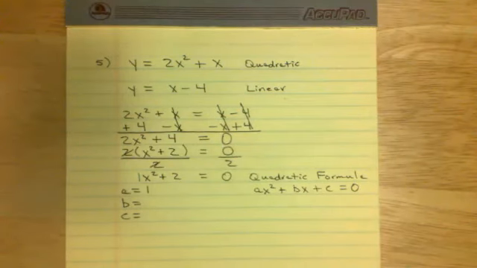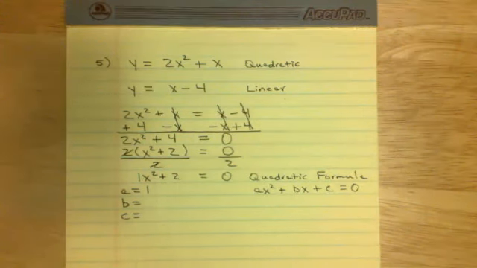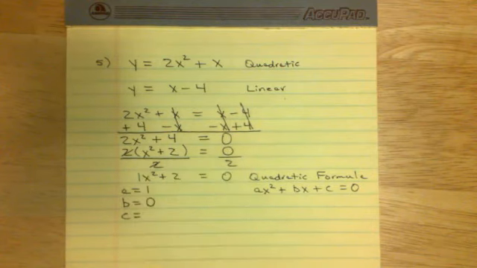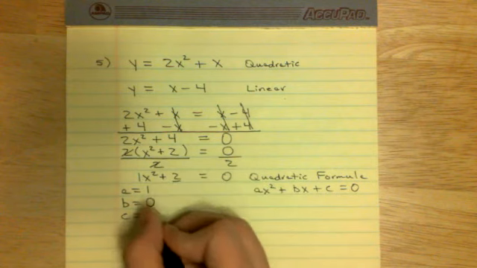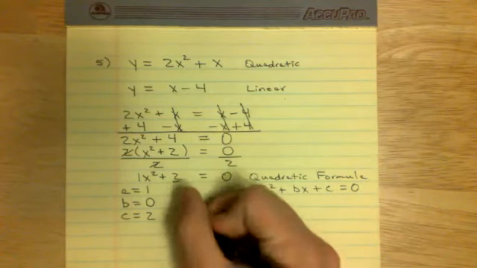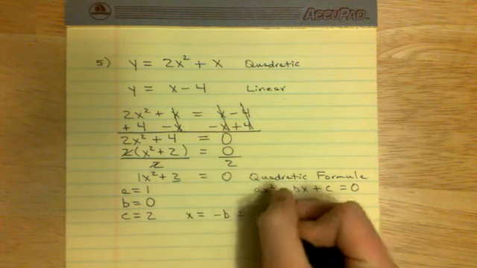What is my b? B is always in front of the x, right? And since I don't have an x term, my b is going to be 0. I just don't have that x term. So that's the reason why I'm choosing 0 for b. And what is my c going to be? Well, that's going to be 2. That's pretty simple. So now I know what all my letters are going to be, or constants, I guess you can call them. What we're going to do is plug into the quadratic formula, which I will list right here.